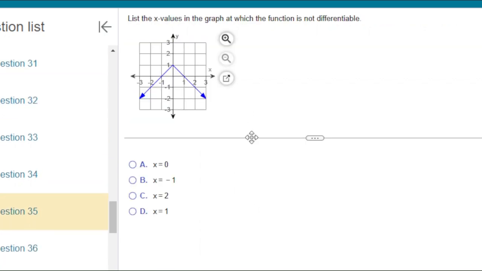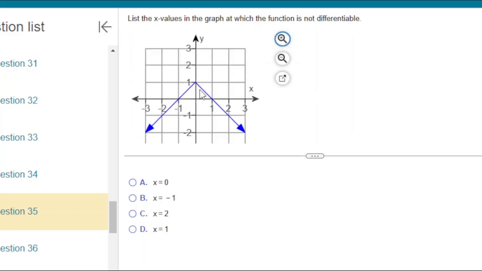Now we're going to finish looking at a few problems where we talk about whether a function is differentiable or not. So list the x values in the graph at which the function is not differentiable. So a place where the derivative doesn't exist, right? Well, notice in this one, we have a sharp corner right there. There's no tangent line there. We have tangent lines at every point along this graph except this sharp corner here.